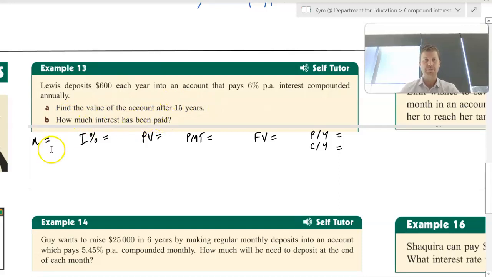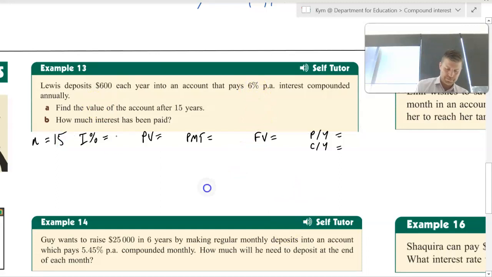So first of all, we need to work out our values for N, the number of compounding periods, the interest rate, present value, the payments per term, the future value, payments per year, and compounding periods per year. So, N, the number of compounding periods. It is compounded annually, for 15 years. So the number of compounding periods is 15. The interest rate, 6%.